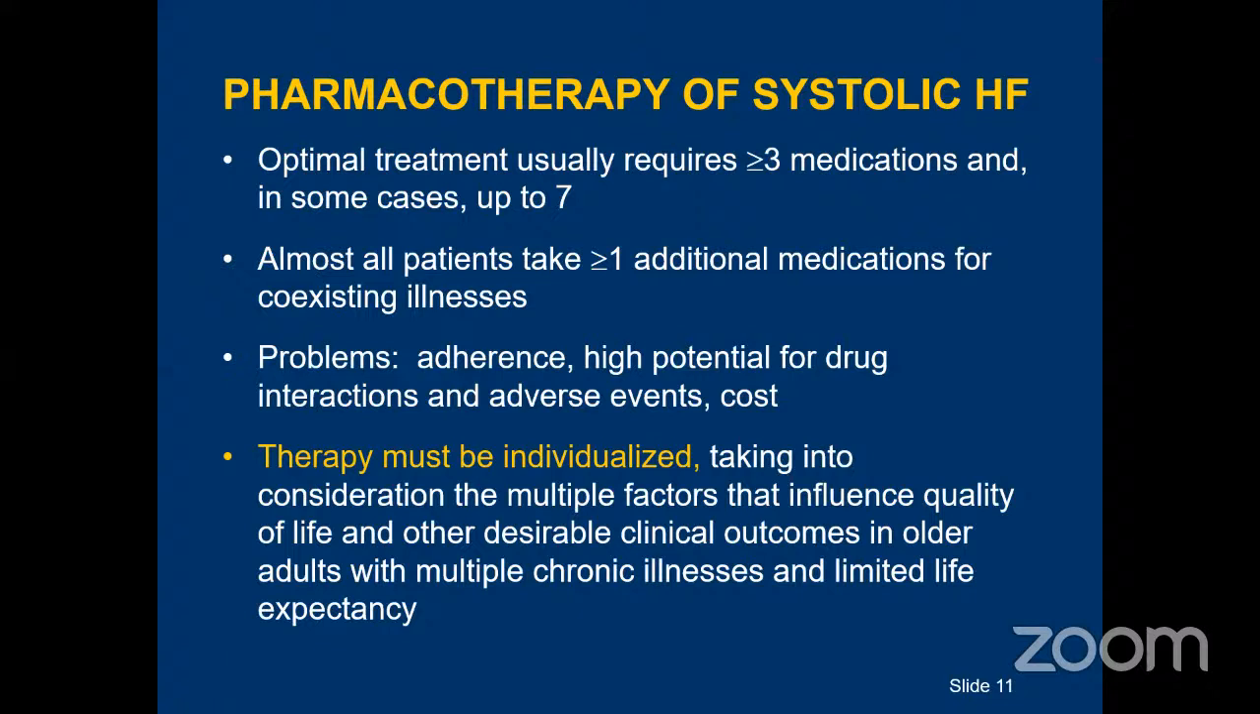Coming to the pharmacotherapy of systolic heart failure. Optimal treatment requires more than 3 medications, and in some cases, up to 7 medications as well. Almost all patients take 1 additional medication for coexisting illnesses. Main problems include adherence, high potential for drug interactions, adverse events, which are very common in the geriatric population, and the cost itself. So therapy must be individualized, taking into consideration the multiple factors that influence quality of life and other desirable clinical outcomes in older adults with multiple chronic illnesses and limited life expectancy.